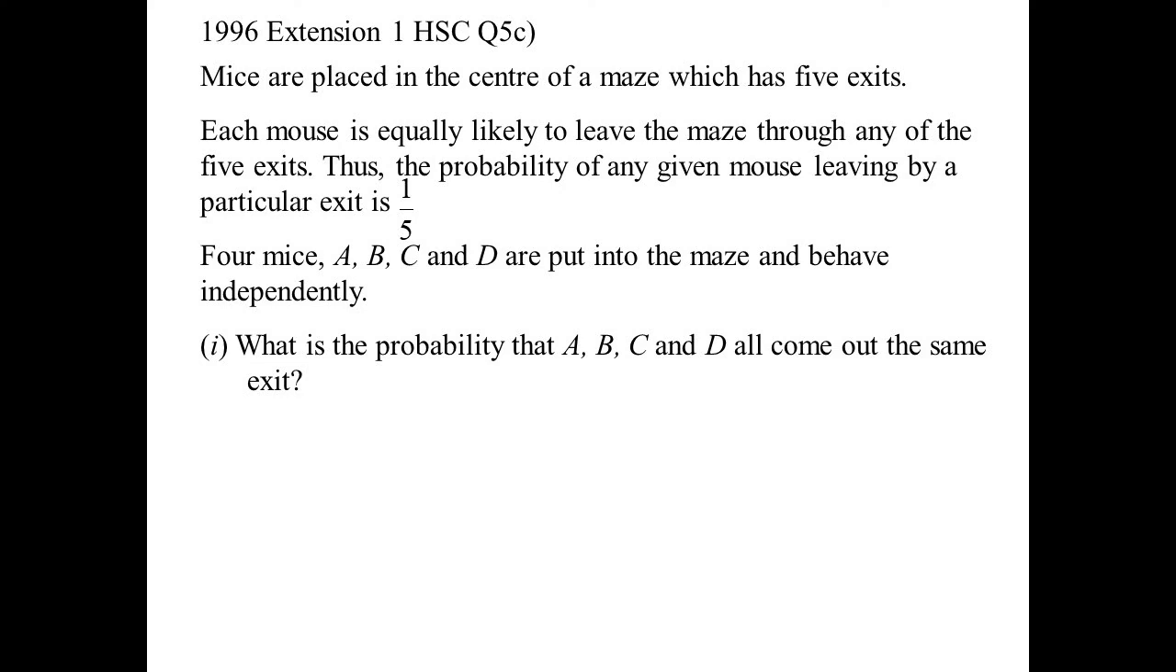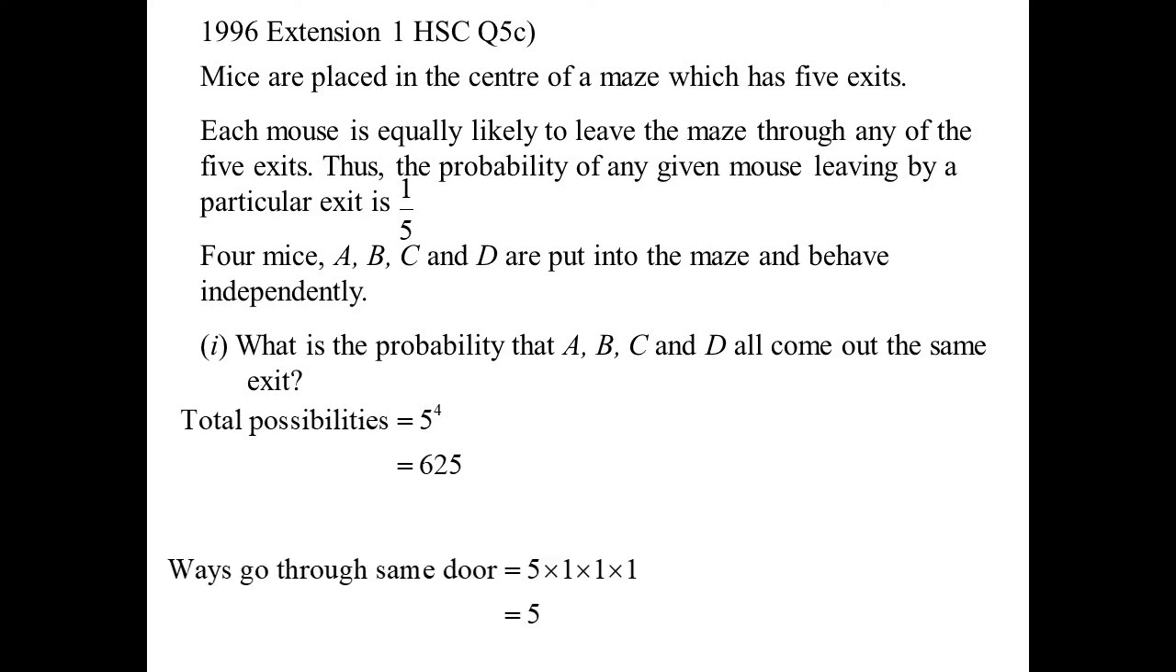There are 4 mice, A, B, C and D. They're put into the maze and they behave independently. What's the probability that A, B, C and D all come out the same exit? Well, total number of possibilities, remember we said equally likely, would be 5 to the power of 4. The first mouse has got 5 to choose from. The second mouse has got 5 to choose from. So 5 to the power of 4, 625.